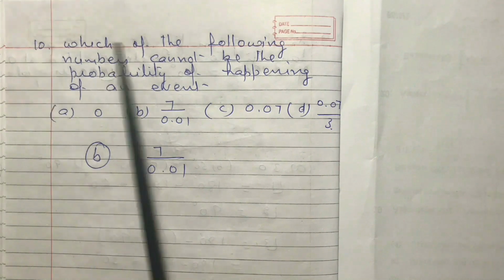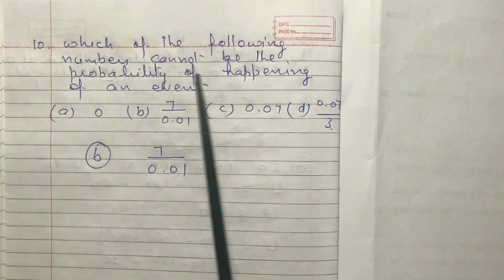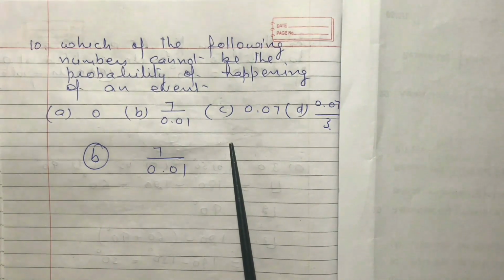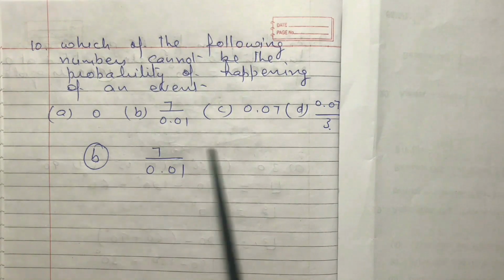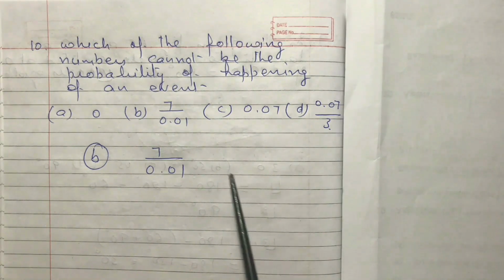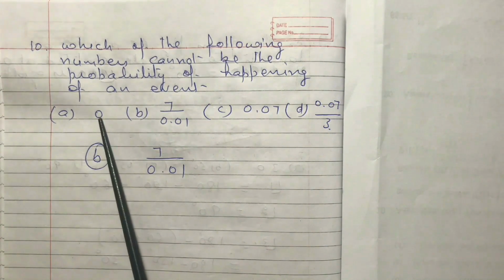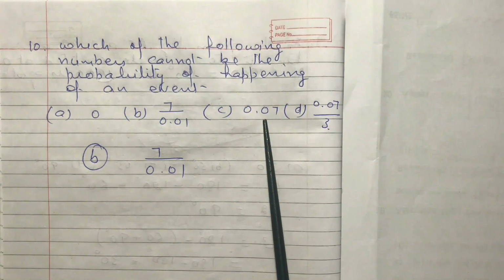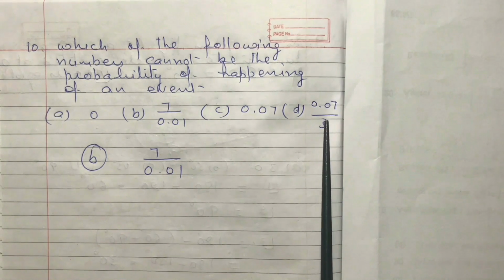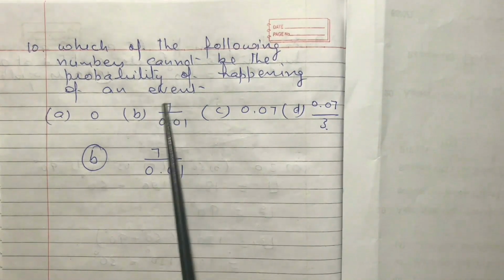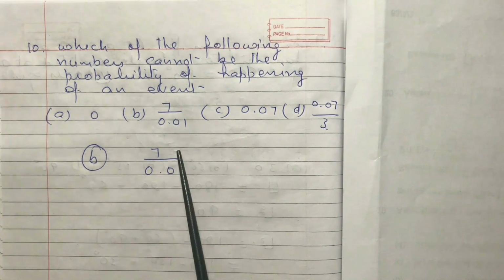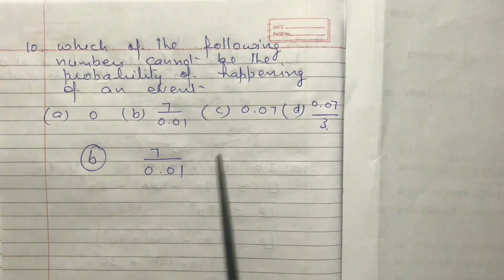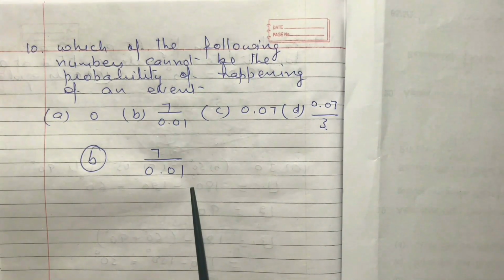Now the 10th question is, which of the following numbers cannot be the probability of happening of an event? Probability of an event lies between 0 and 1. It can be 0, it can be 1, and otherwise it is less than 1. So A is 0, so this is possible. This is 0.07, which is less than 1, so this can be the probability. Only this is the number which cannot be the probability. So B is the option, 7 upon 0.01, that is the answer because this is greater than 1. So this cannot be the probability of happening of an event.